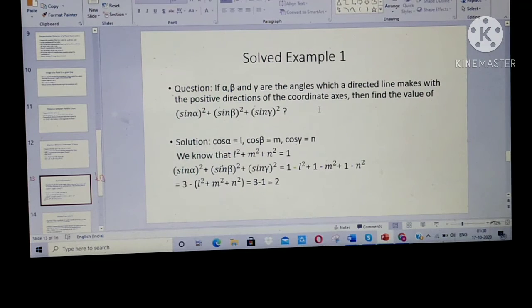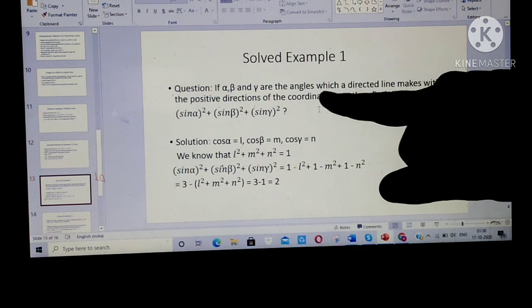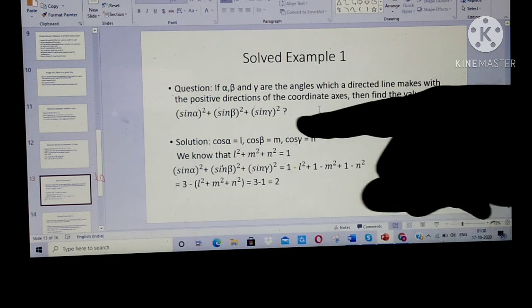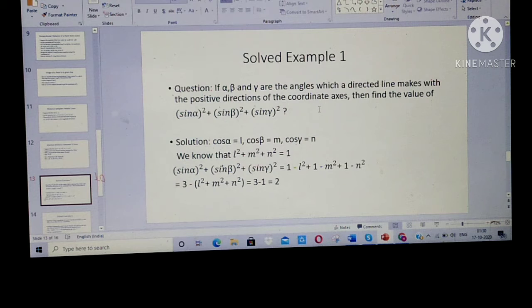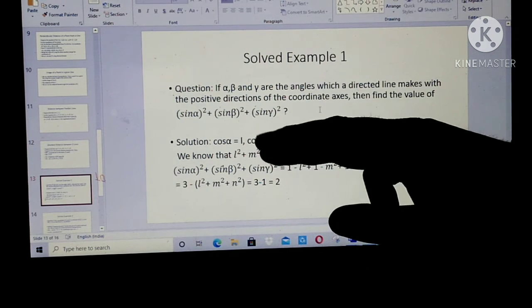Now I have taken some solved examples which will make it easier for students to understand. So first example is, suppose alpha, beta and gamma are the angles which a directed line makes with the positive direction of coordinate axis. Then we need to find the value of sine square alpha plus sine square beta plus sine square gamma. So we already know that cos alpha, cos beta and cos gamma are the direction cosines for any line.